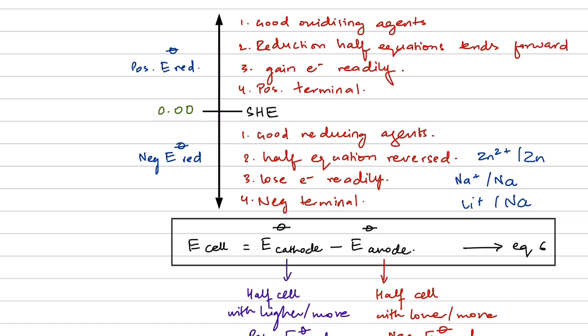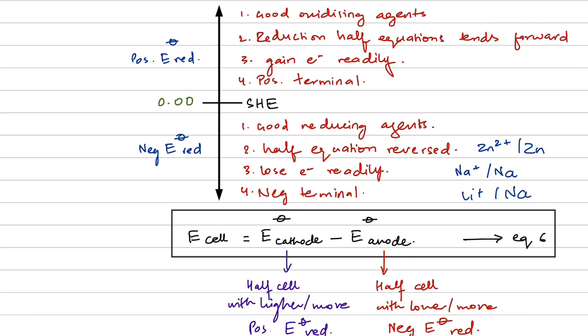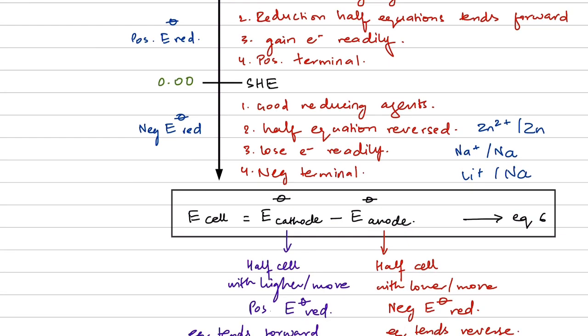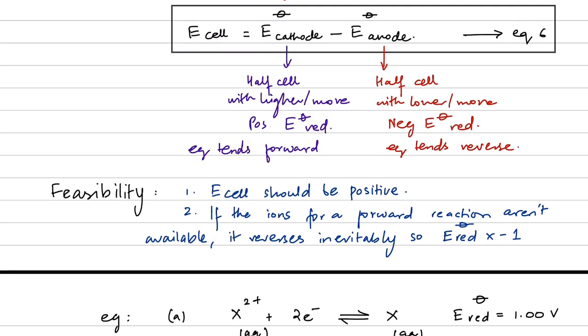If something has a negative reduction potential value, it is a very good reducing agent. Its half equation never proceeds forward, rather it moves in reverse. They lose electrons readily, and they generally become the negative terminal, losing electrons. For example, the zinc half cell, sodium half cell and lithium half cell have a highly negative reduction potential value.